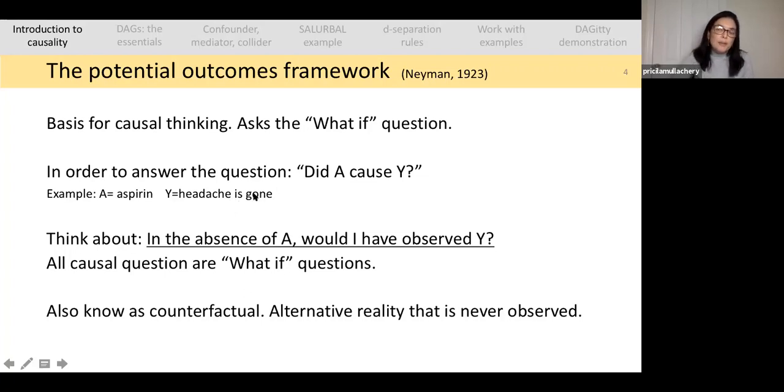To ask whether taking aspirin really caused that effect, you have to think about the alternative situation in which you didn't take the aspirin, and ask the question, would I have gotten better anyway? That's the way that we think about causal questions. Another term we use for that is counterfactual. It's this alternative reality that we never observed, but it helps us think about the sort of comparison group.